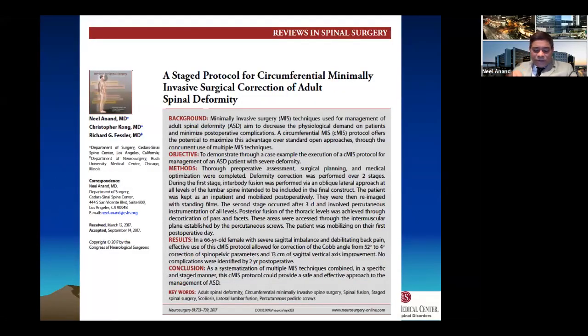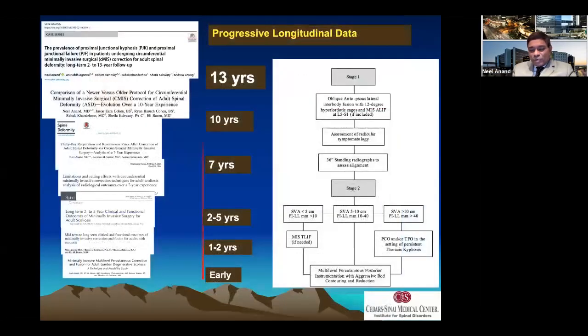Staging is something that we've done from day one, and I'll talk to you about why and where and what happened and how it really has formulated a lot of the things we've come to today. And as many of you know, we have a staged protocol for circumferential MIS correction of spinal deformity without osteotomies. I want to make this clear now. I think that's been our mission, as Greg was saying. How can we develop this, right? So anyway, we progressively published over the years longitudinal data on our same patient cohort, giving hopefully good long-term results.